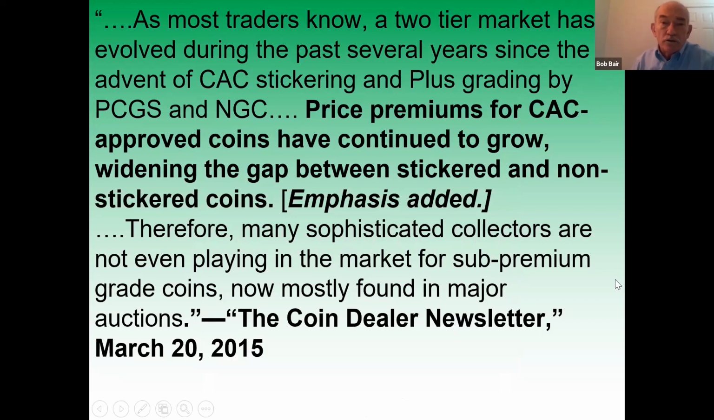There it goes. As most traders know, a two-tier market has evolved during the past several years since the advent of CAC stickering and plus grading by PCGS and NGC. Price premiums for CAC-approved coins have continued to grow, widening the gap between stickered and non-stickered coins. Emphasis added, I put it in bold type. Therefore, many sophisticated collectors are not even playing in the market for sub-premium grade coins, now mostly found in major auctions. And there's a slide down the line that is going to take a look at that. But all right, this is from March of 2015 in the Gray Sheet.